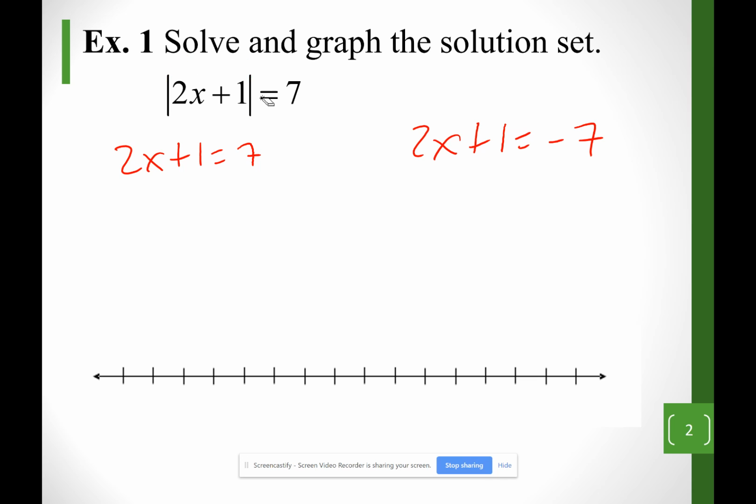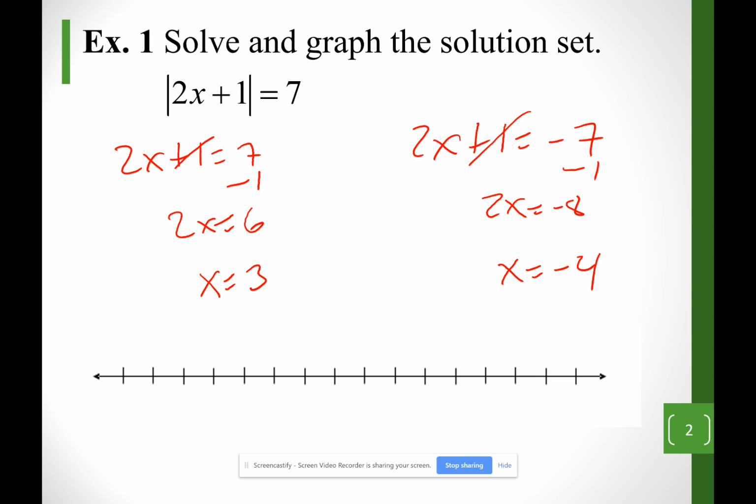We're going to see an example of that in a little bit, but we're going to split it into two equations. Now, solve for each variable. In the first one, let me subtract the 1. So 2x is equal to 6. Now divide both sides by 2, and x is equal to 3. Same thing here. Let me start by subtracting a 1. So 2x is equal to negative 8. Divide both sides by 2, and x will be negative 4.